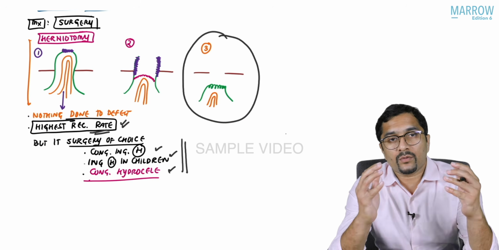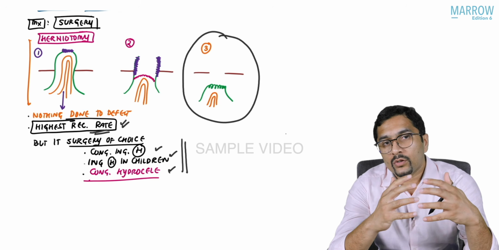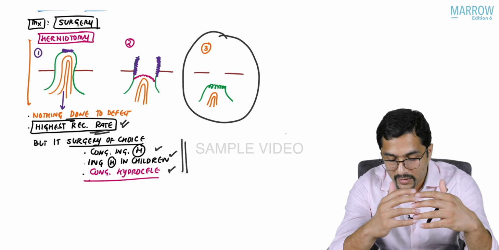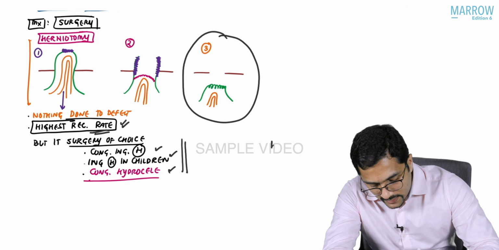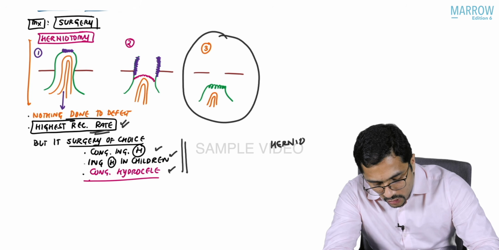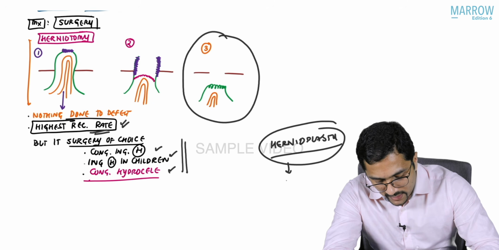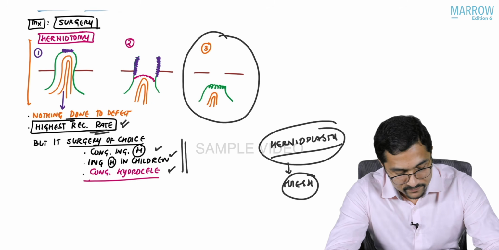Herniorrhaphy is when you bring the defect together, when you do a tissue repair, that is herniorrhaphy. And hernioplasty is when we use a mesh. So the majority of the surgeries in hernia these days are hernioplasty, where a mesh is placed over the defect, and this has the least recurrence rate.